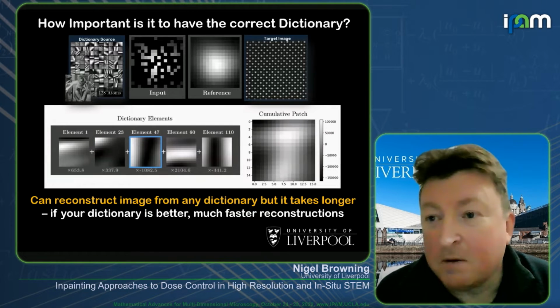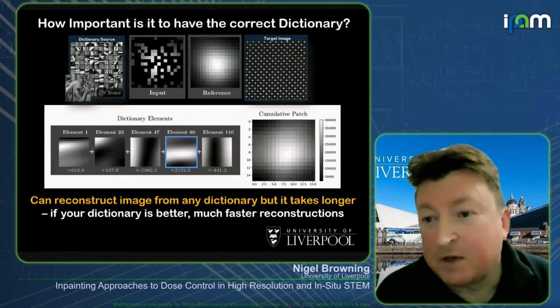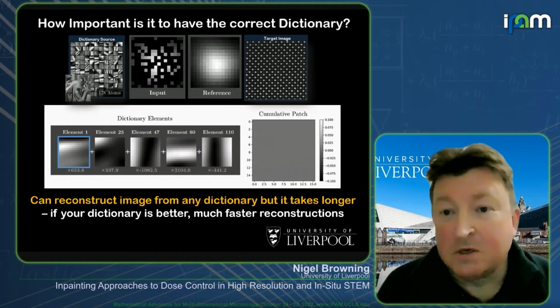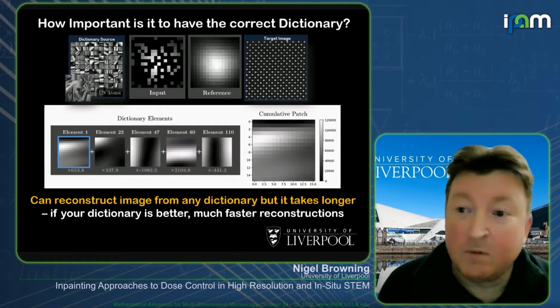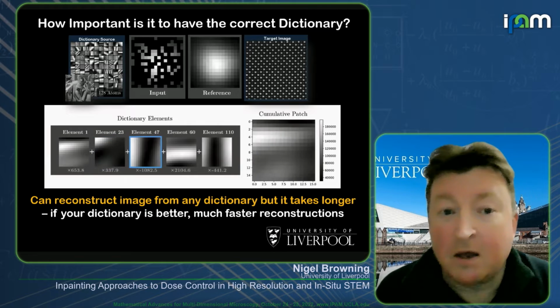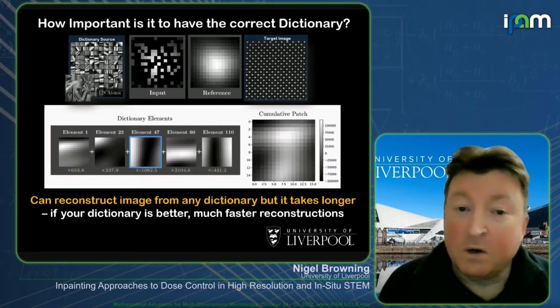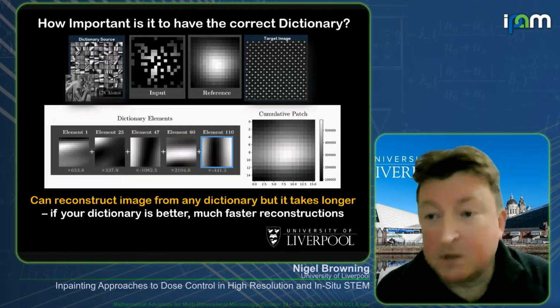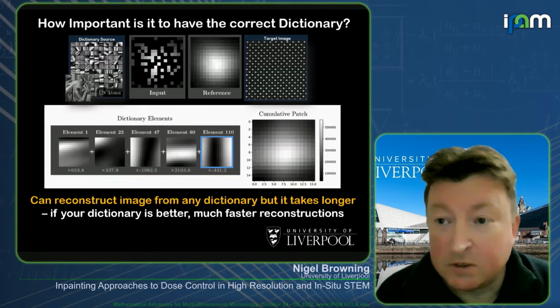I'm not going to show it here, but you can also change the magnification of your image in your dictionary so that you can take a dictionary from a low magnification image in a microscope and use it to reconstruct a higher magnification image. And what it means is that we can transfer the dictionary from one image to another and still get a reconstruction.